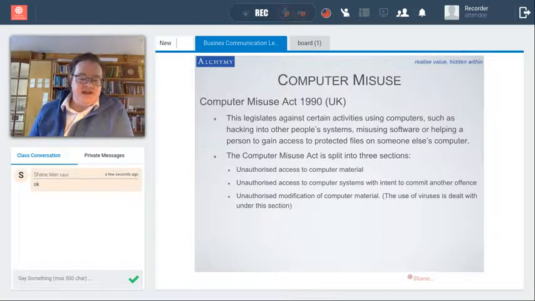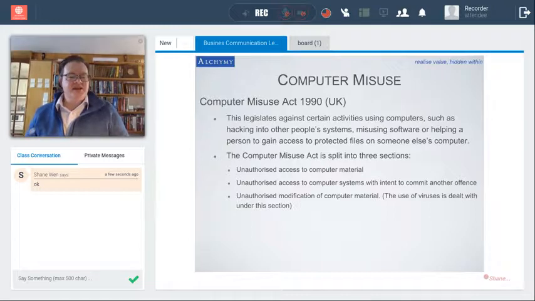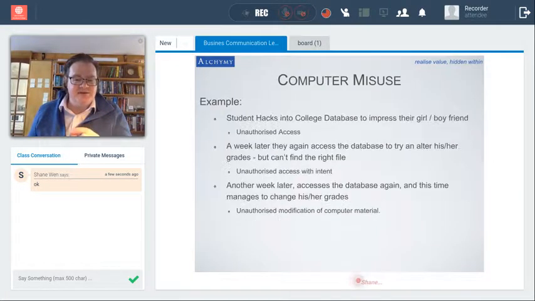And it's split into 3 sections: unauthorized access to computer material, unauthorized access to computer systems with intent to commit an offense, and unauthorized modification of computer material. So why are we talking about this? It's because this approach underpins all of the aggressive computer misuse stuff. So data protection, we're going to come back here in a minute, dealing with Facebook and whistleblowers and so on. But computer misuse is deliberate interference in or with an organization's data and the data that they might be holding on people. So let's just run through an example to illustrate those 3 elements.